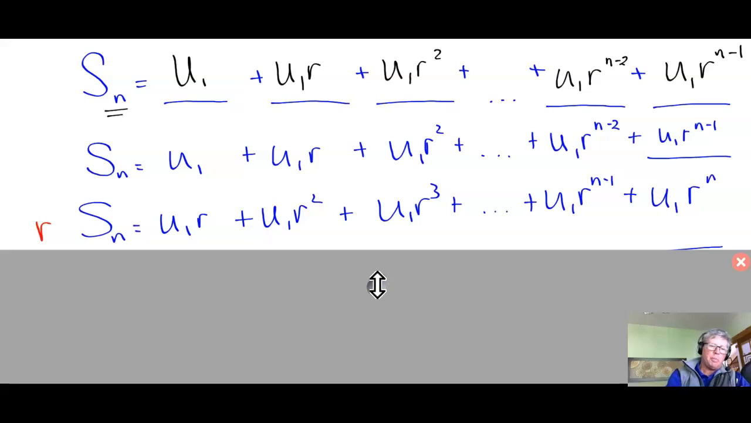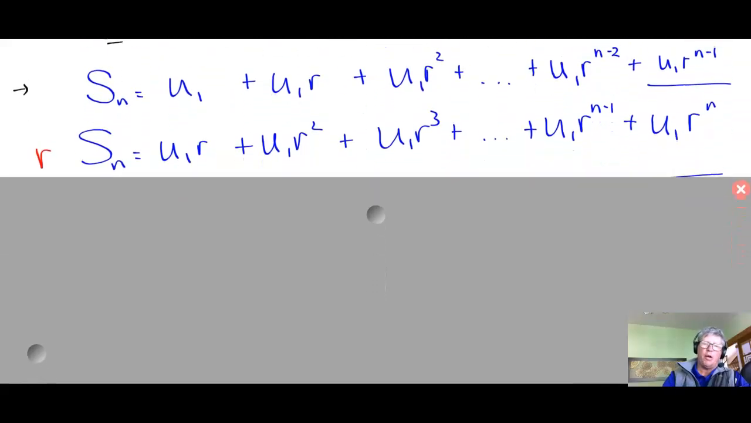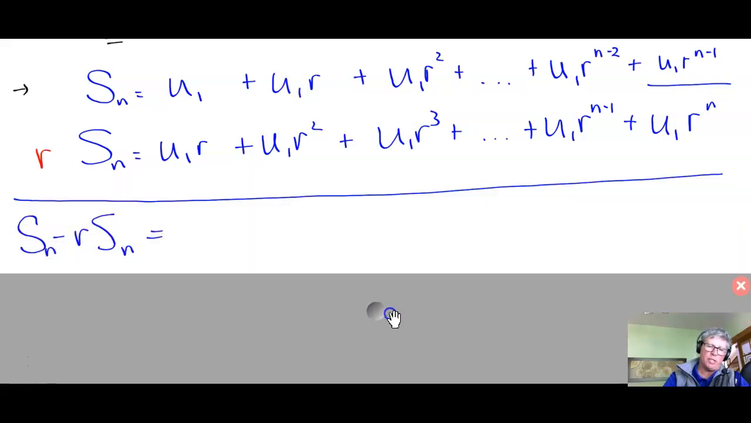So what we're going to do is multiply this row by r. When I multiply every element in that row by r, I get u1r, u1r squared, u1r cubed, and so forth. Everything's going to go up by one value for the r. The exponent's going to go up by 1. So n minus 2 goes up to n minus 1, and n minus 1 goes up to just n. Cool thing happens. Let's look at those two rows. We're going to subtract this whole thing from this whole thing.